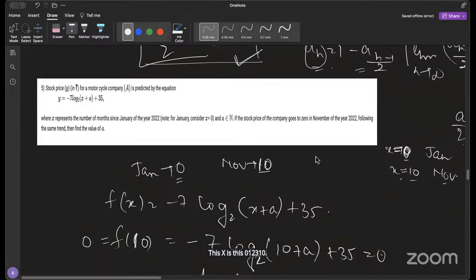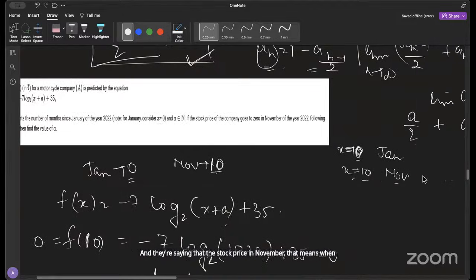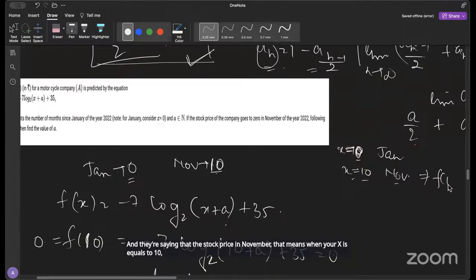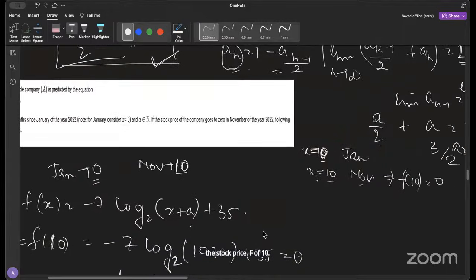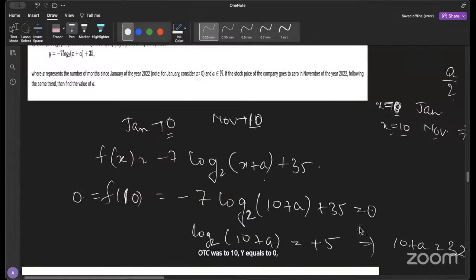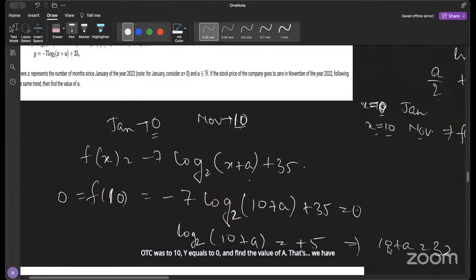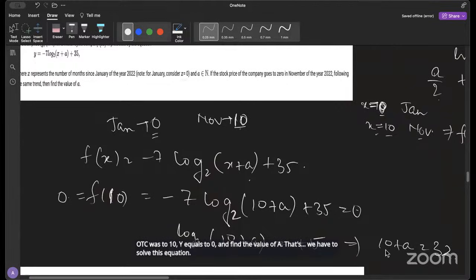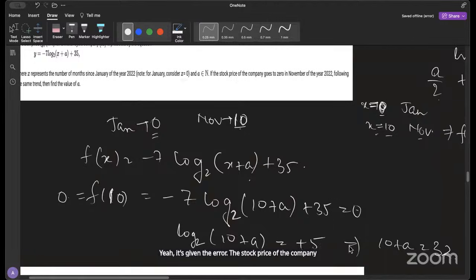Yes. So they're asking you the value of a, and they're saying that the stock price in November, that means when your x equals 10, the stock price f(10) is equal to 0. So you've just used this information, put x equals 10, y equals 0, and find the value of a. We've just solved this equation. Stock price is 0 in November. Yeah, it's given here, no? The stock price of the company goes to 0 in November.